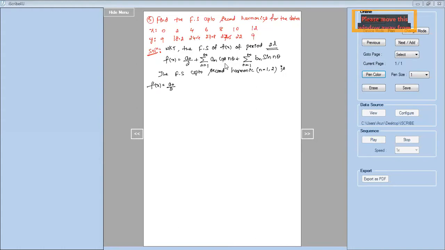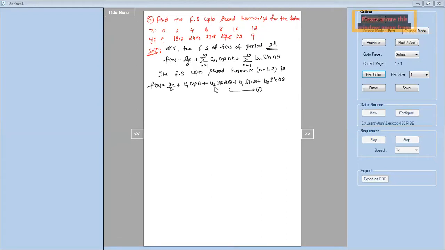if I put n equal to 1, we get a1 cos theta, plus the next value n equal to 2, a2 cos 2 theta. Similarly, n equal to 1 gives b1 sin theta plus b2 sin 2 theta, and we call this equation number 7. So this is the Fourier series up to second harmonics for the given data. This is how we have to write the Fourier series expansion up to a given number of harmonics.